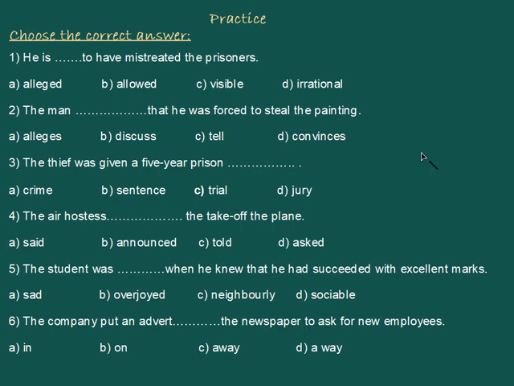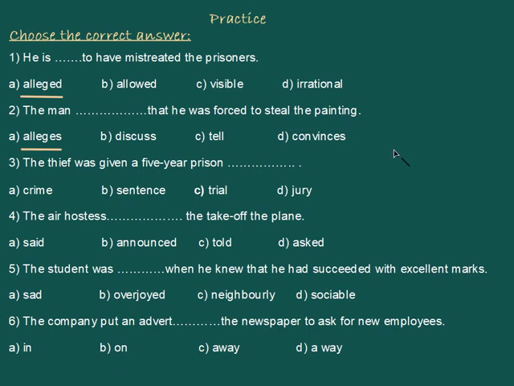The first sentence is, he is blank to have mistreated the prisoners. So can you guess what's the answer? Yeah, the right answer is allege. Number 2, the man blank that he was forced to steal the painting. So what's your answer? The right answer is alleges. And by the way, I can remind you that allege is the verb which means to try to say something but you have no proof.